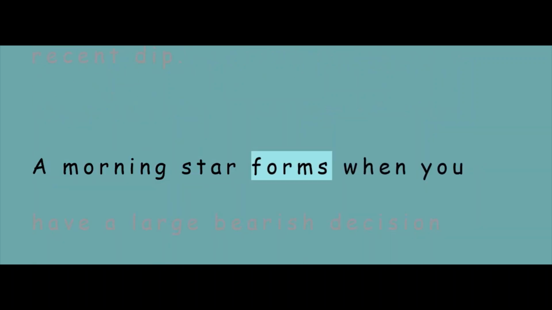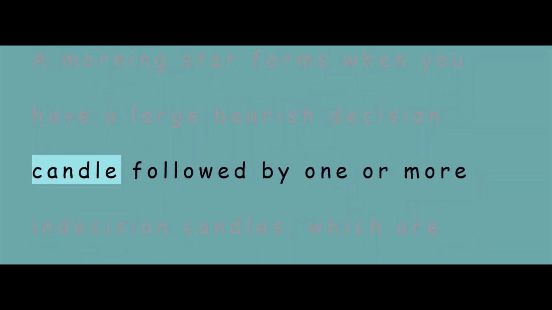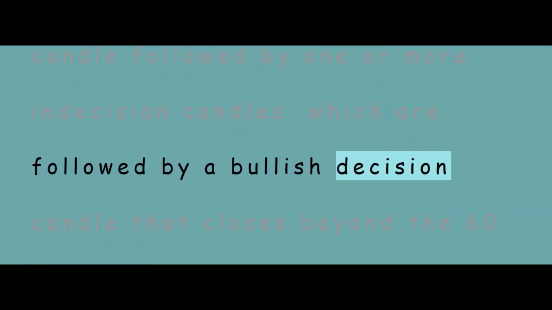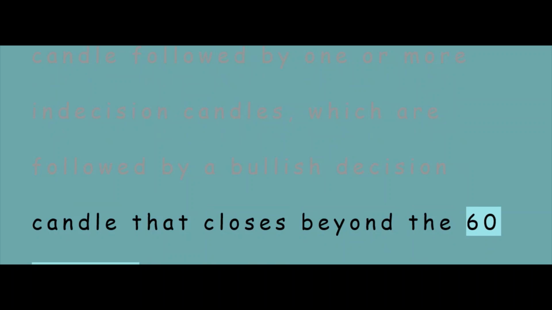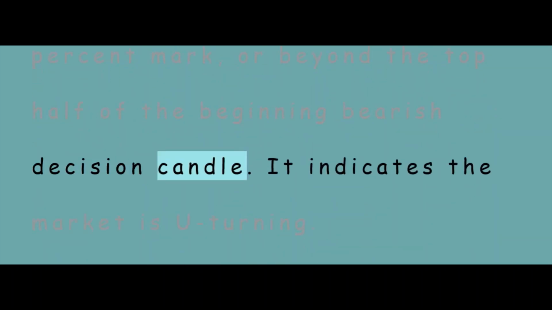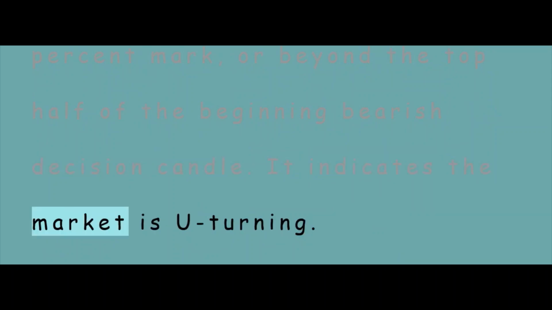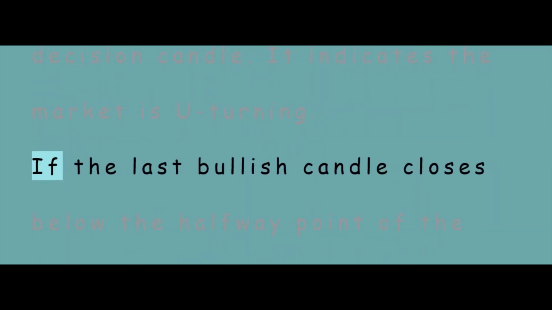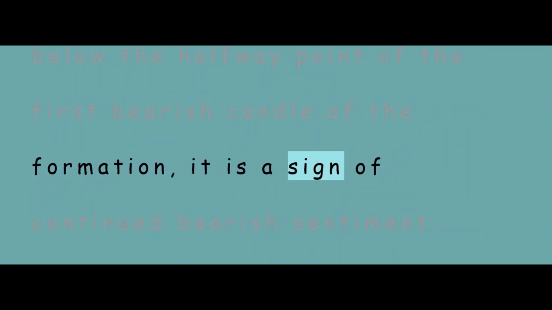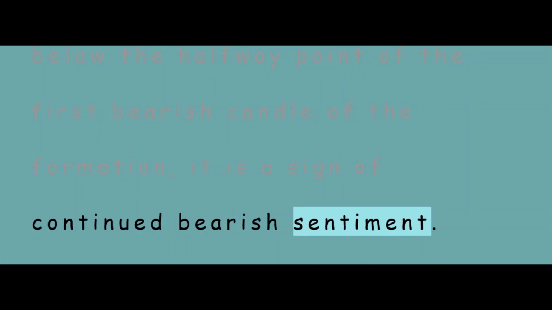A morning star forms when you have a large bearish decision candle followed by one or more indecision candles, which are followed by a bullish decision candle that closes beyond the 60% mark, or beyond the top half of the beginning bearish decision candle. It indicates the market is U-turning. If the last bullish candle closes below the halfway point of the first bearish candle of the formation, it is a sign of continued bearish sentiment.